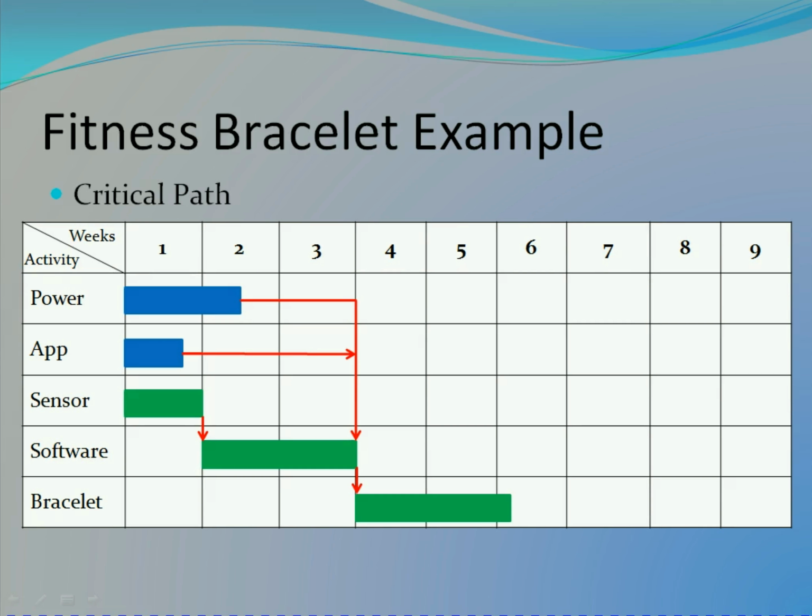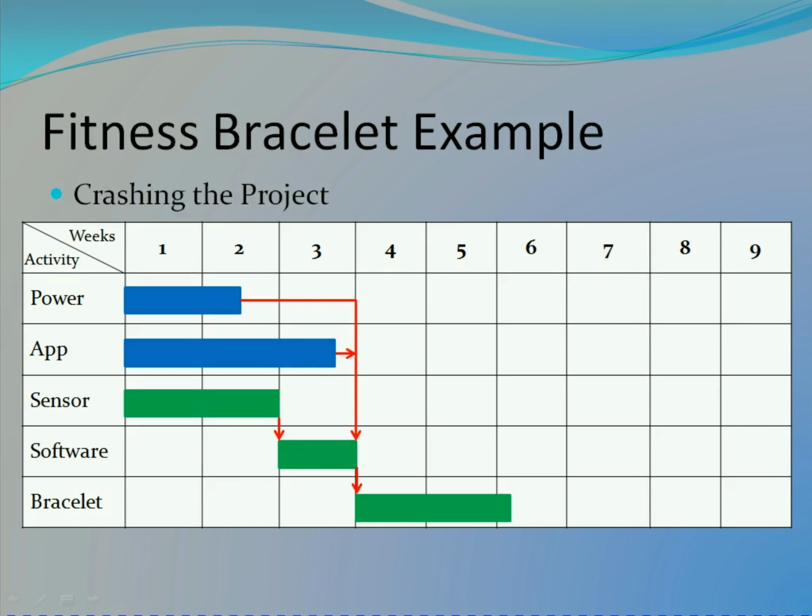During the conduct of our project, we find that the sensor design is taking longer than expected, so we can crash our project by reallocating resources from application design to software design, and this continues to meet the deadline. So now you should have a good understanding on the importance of planning and a useful tool, the Gantt chart.